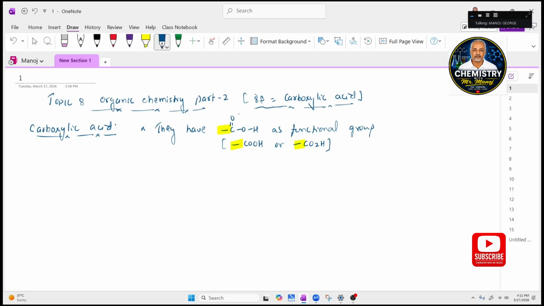I'm sure you remember what display formula means. You open up all the bonds and so on. So this is the first point, that's the functional group of carboxylic acid. Anywhere you see COOH, that's the carboxylic acid. The second point is they are weak organic acids.